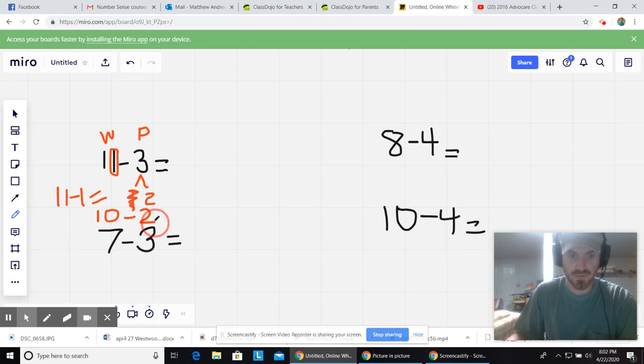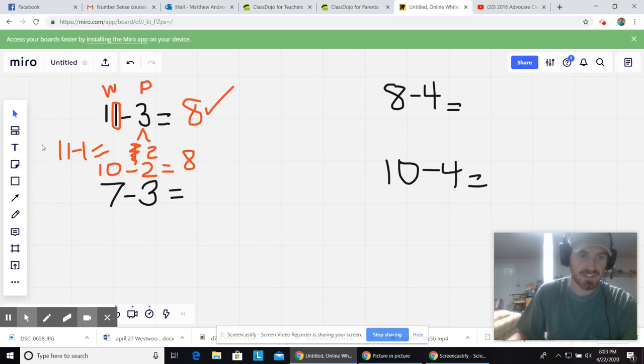So now I'm going to take away the 2. That's a 10 partner problem. I know 8 plus 2 is 10. So 10 minus 2 must be 8, which means 11 minus 3 must be 8. And 8 plus 3 is 11, because if I take 2 out of the 3 and give it to the 8, that makes 10, and then one more would make 11. So that is correct.